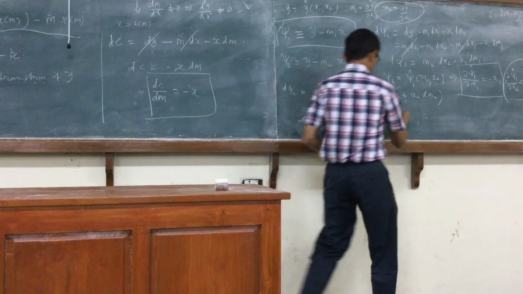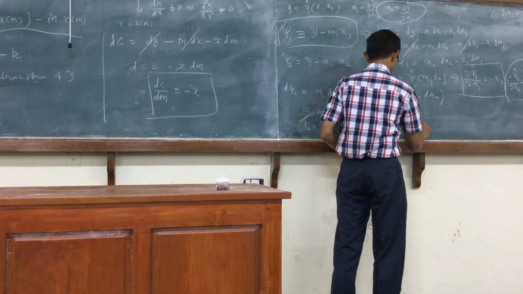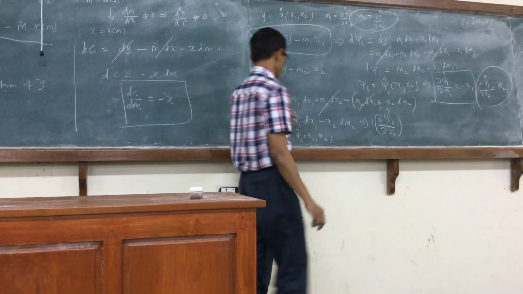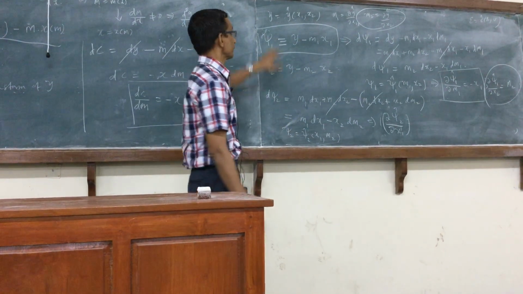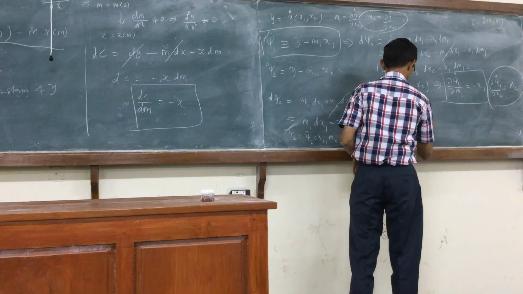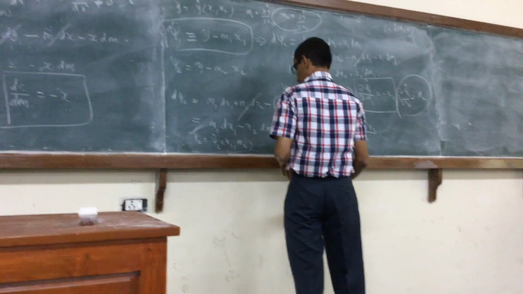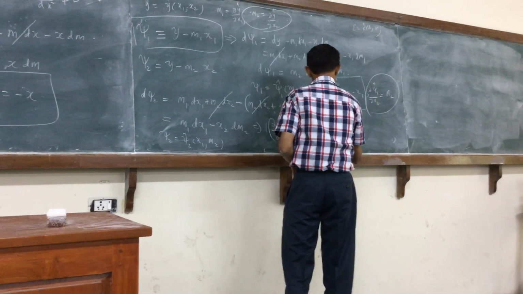Further, again the same pattern in the derivatives: the derivative with respect to the variable that is retained remains the same, d psi2 by dx1 is m1, and the other one simply becomes the negative of the variable that is eliminated.